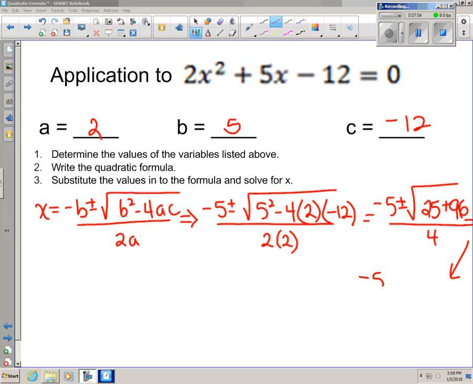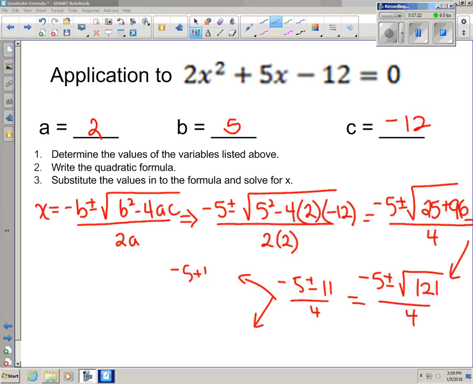Then I'm going to find the sum of what's under the radical. So 25 plus 96 is 121, all over 4. The square root of 121, that's a perfect square, so it's equal to 11. So -5 plus or minus 11, divided by 4. And here's where I'm going to split these two values up. So I get -5 plus 11 over 4, and I also get -5 minus 11 over 4. And this is how we're going to get our two values.